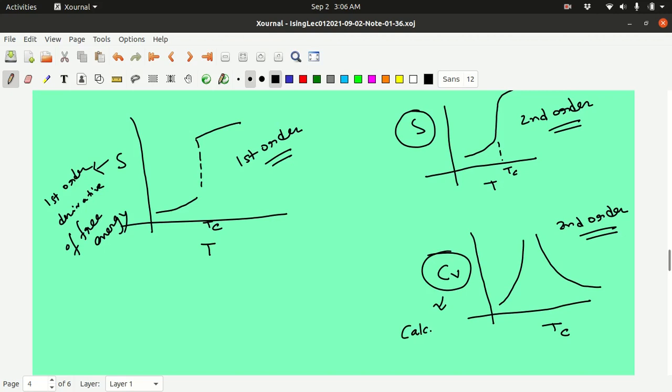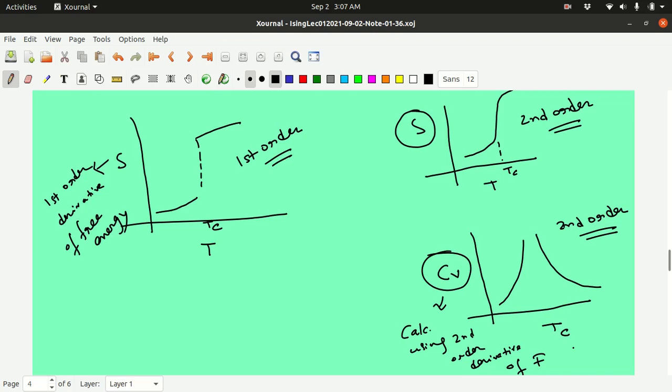using second order derivative of F, which is del 2F by del T2, and S is basically del F by del T. If you calculate that, it will give a discontinuous jump in the second order derivative. And so this is basically the thing.